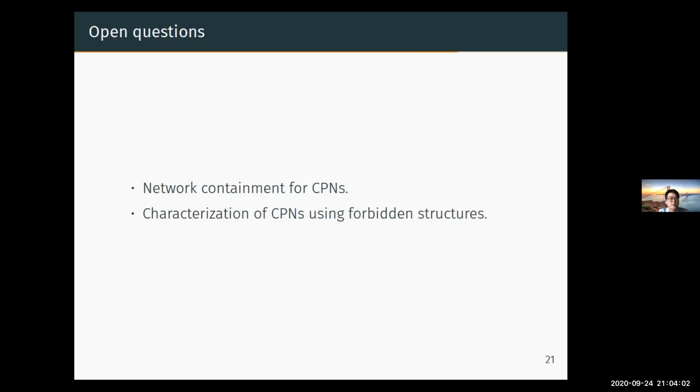And then some open problems. We still don't know if network containment is actually polynomial time or NP-hard for cherry-picking networks. And when I introduced tree-child networks, I introduced them with forbidden shapes. I said that tree-child networks cannot contain two particular forbidden shapes. We still don't know if cherry-picking networks can also be characterized by forbidden shapes.